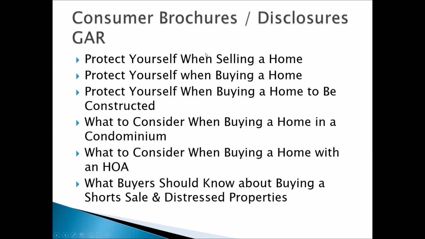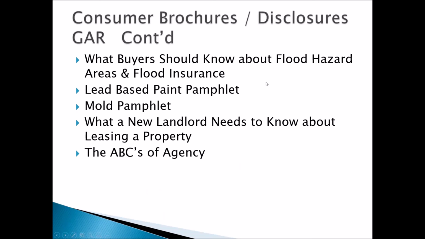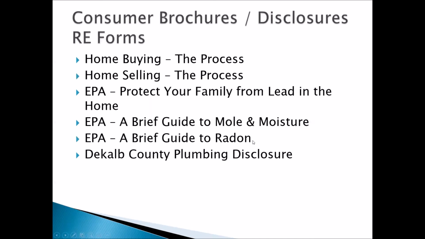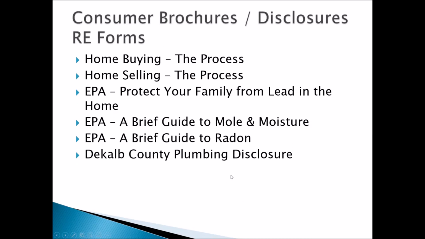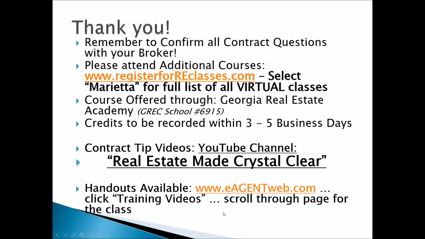Again, there are a ton of consumer brochures in the GAR and the RE forms contracts. Protect yourself when selling a home, buying a home, new construction, condo, HOA, short sales and distressed properties, flood hazard insurance, lead-based paint, mold, radon, landlords, ABCs of agency. You guys use all kinds of EPA forms. Use as many of those consumer brochures as are appropriate so that you can demonstrate that you've got information into the hands of your clients, as much as possible, so that your buyers and your sellers can make an informed, consented decision when going under contract to convey real property in Georgia.